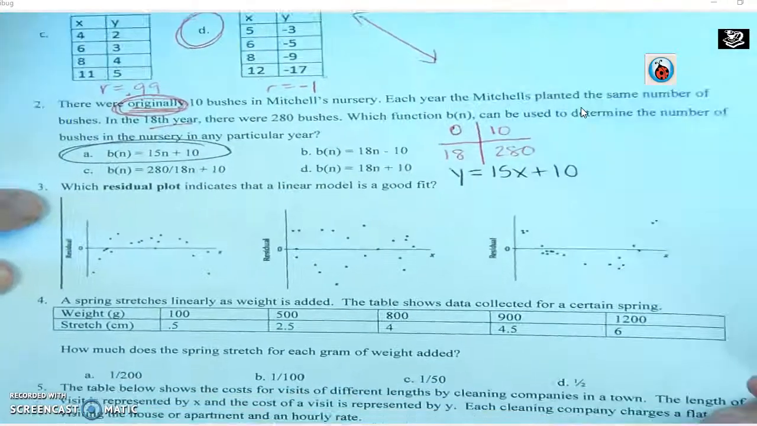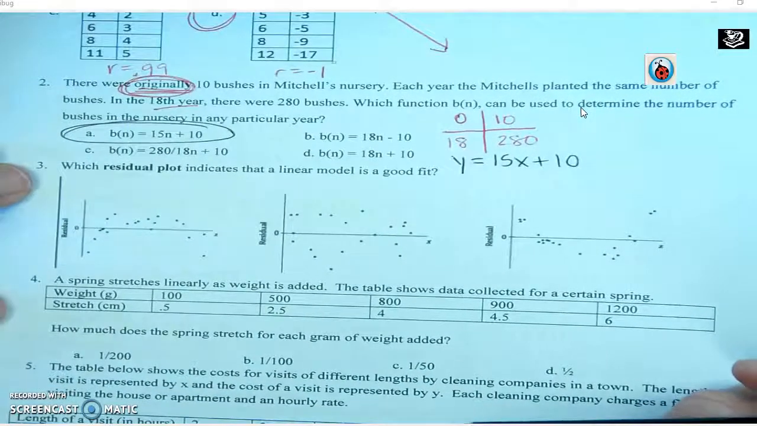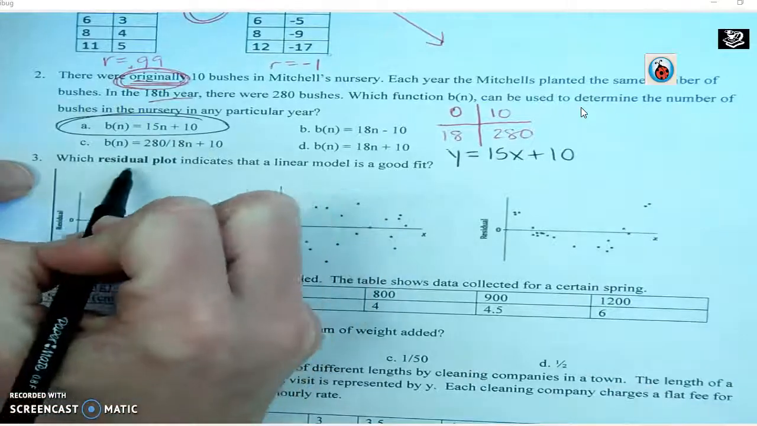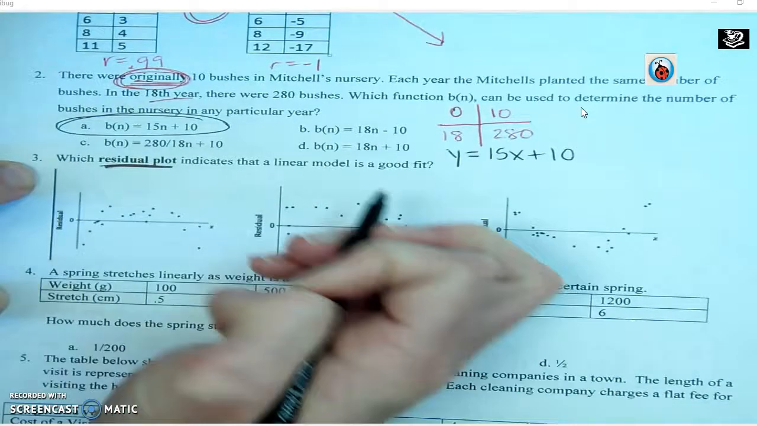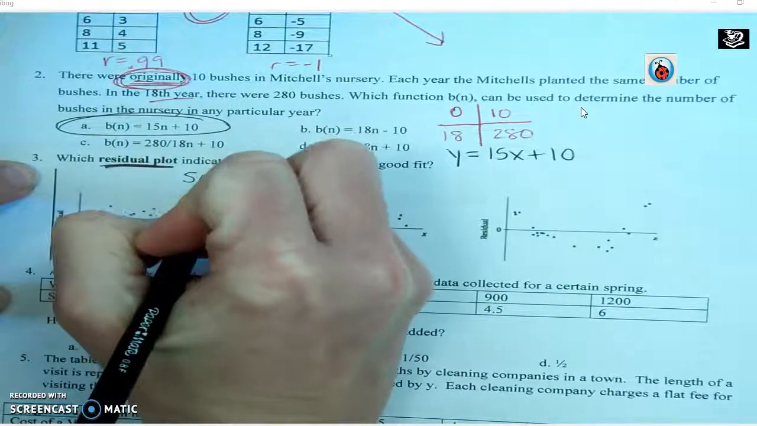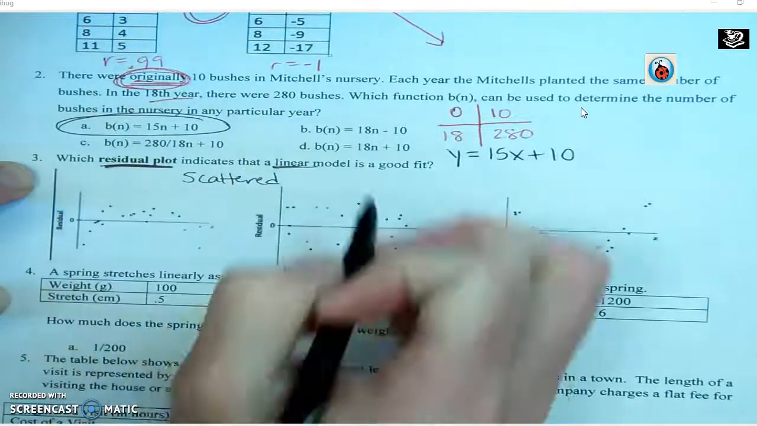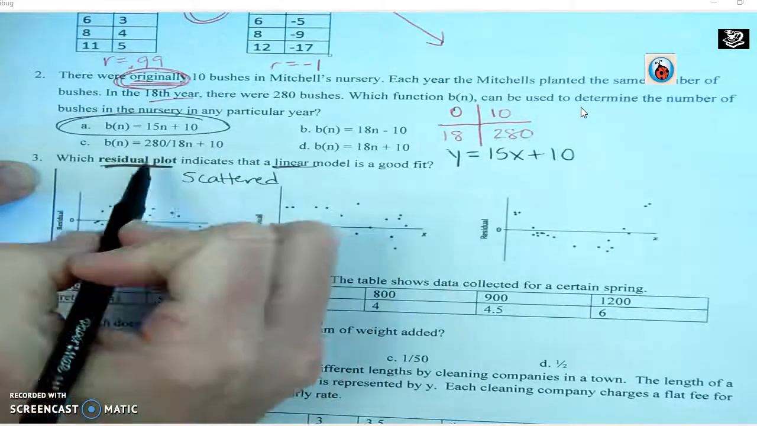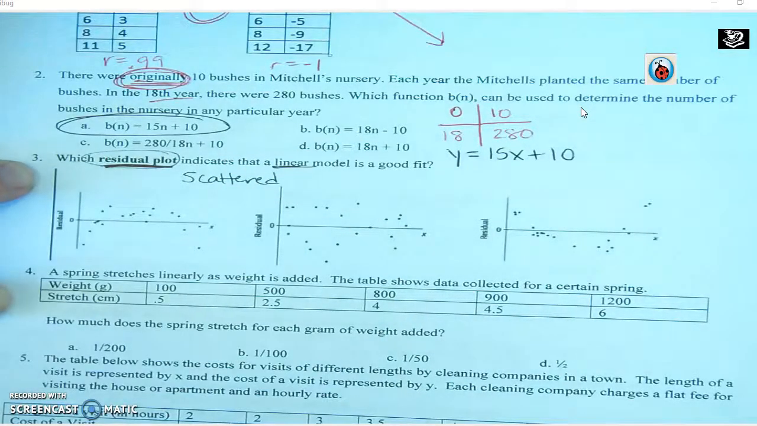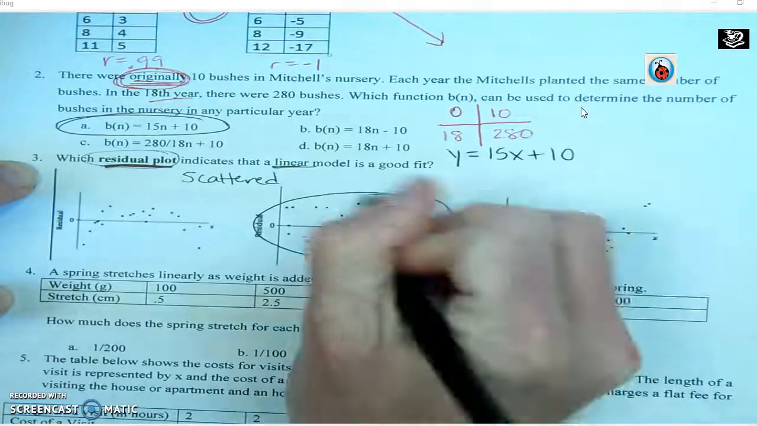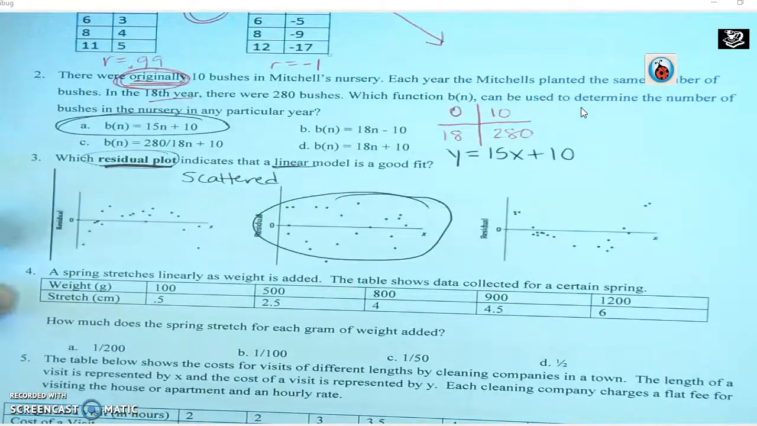Number 3, which residual plot indicates that the linear model is a good fit? So when you're looking at residuals and you want linear, you actually want it to be completely scattered. You're not looking for a straight line when you're looking at residual plots. You're looking at completely scattered. So the one that's completely scattered is the middle one.